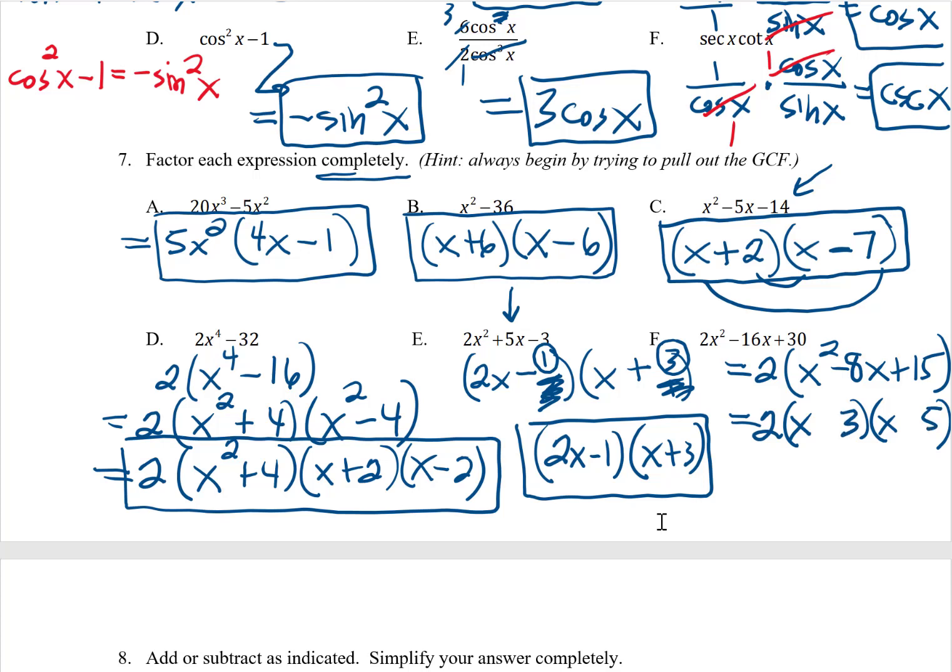And then wouldn't they both need to be negative? Yes, negative 3x and negative 5x makes negative 8x, and negative 3 times negative 5 makes positive 15. And so we've got it. Here's the final factored form.